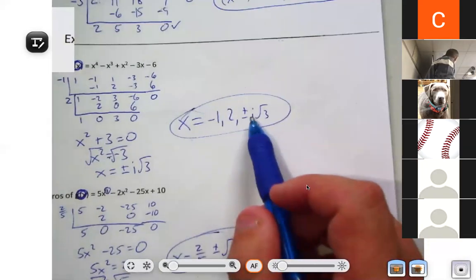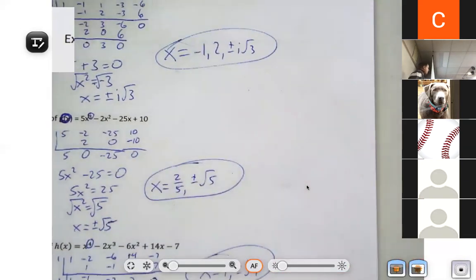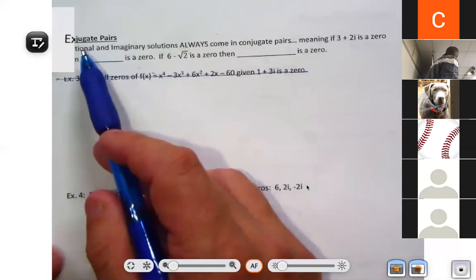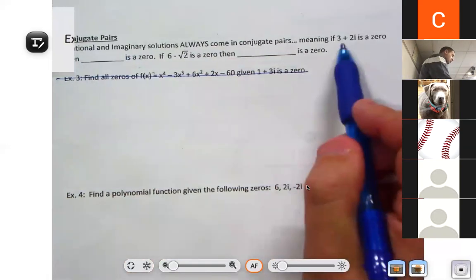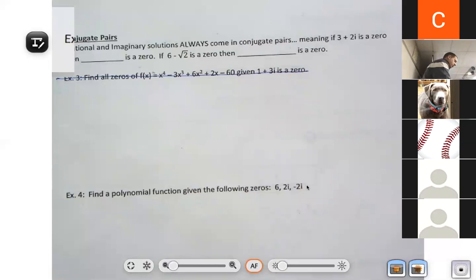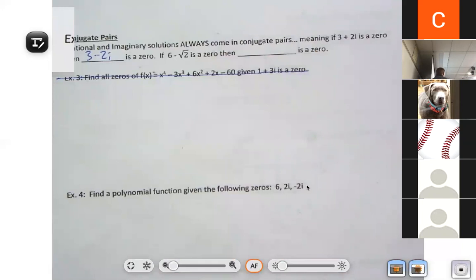So I don't know if you've noticed, but all the times that we got imaginary answers, or if we got irrational answers, there was always a plus or minus with it. And that's because of this thing right here. If ever you have irrational or imaginary solutions, they will always show up as conjugate pairs together, always. What that means is if you're going to solve and you know that 3 plus 2i is a solution, then you automatically know 3 minus 2i is also a solution. They always come hand in hand. That will never not happen.